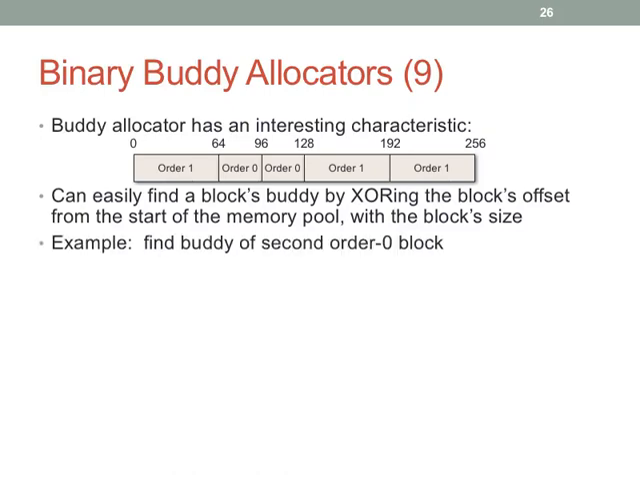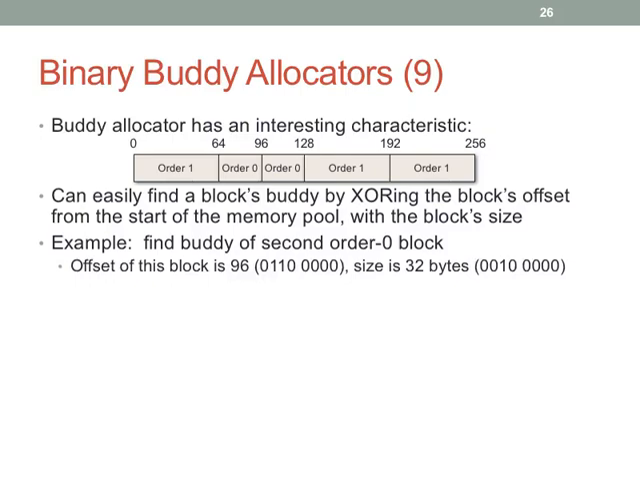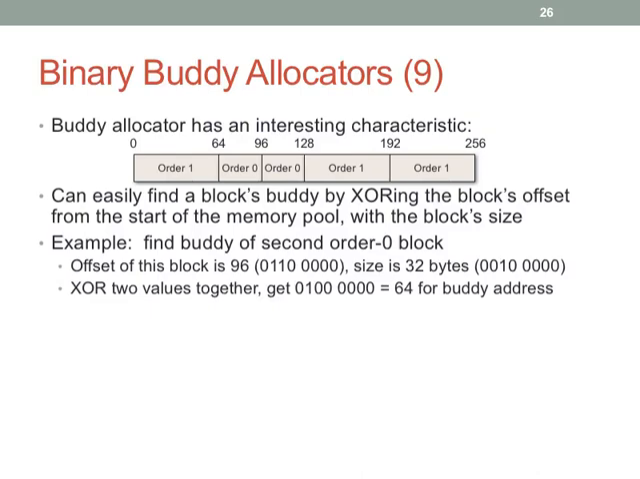Okay, so the buddy of the second order 0 block. That would be the block starting at offset 96. So you have that bit pattern for 96. You exclusive OR it with the size of 32 bytes. Remember that we require that the order 0 block size is still a power of 2. This is part of the reason why, so that we can still do this. So we exclusive OR it with the size, and we end up with 01000000, which is 64. So you can see how buddies differ by 1 bit.